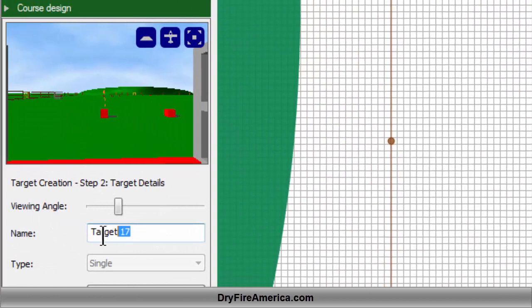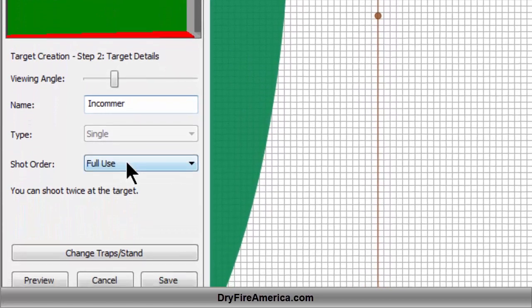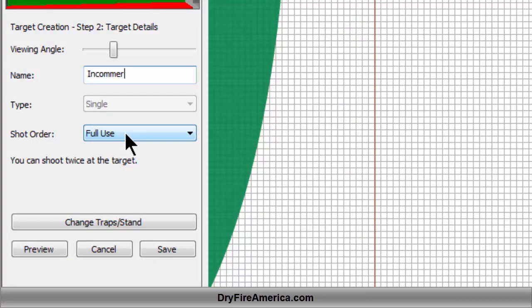Now let's give this target a name, because this is the name it will appear in the target window. I'm going to call it Incomer. And the type is grayed out. I can't do anything there. And the shot order is either full use, which we currently have, or one shot. By full use, we simply mean the normal thing that dry fire always does, which is you can shoot at the target twice. I'm going to leave it in that fashion. Now it says you can shoot twice at the target.